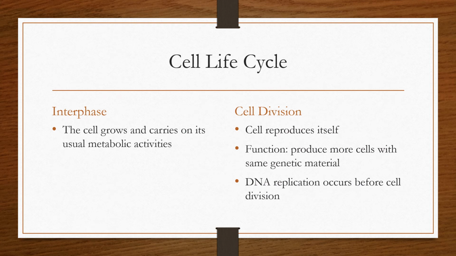Now let's get into the cell life cycle. There are two stages of the life cycle. The first is called interphase, where the cell grows and carries on, living its best life and doing its usual metabolic activities. And then cell division. Everything else is cell division. The cell reproduces itself. Its function is to produce more cells with the same genetic material, and DNA replication occurs before cell division. So interphase is everything that's not cell division.